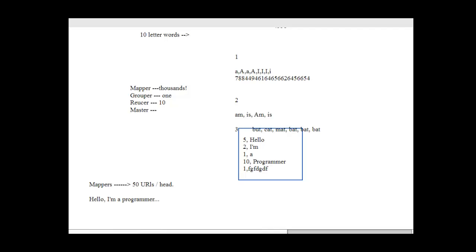Next, reducers can work independently as well, because after what the grouper has done, each and every reducer is getting an individual sheet of paper. Now he also does not rely on anyone. He does not even need to know that there is another such reducer like him. Right? So he can just go ahead with his own work. After completing his work, he can inform the master, saying, master, I'm done.